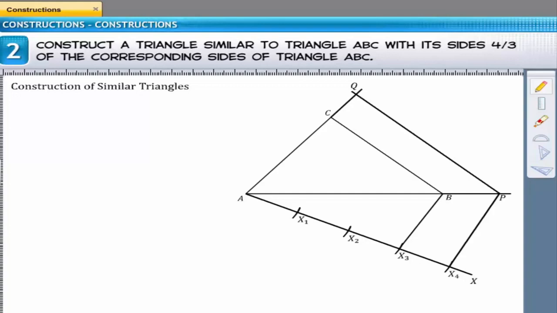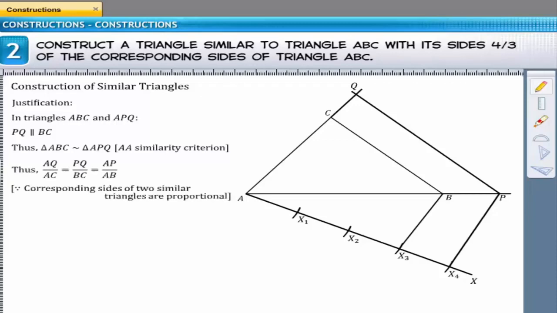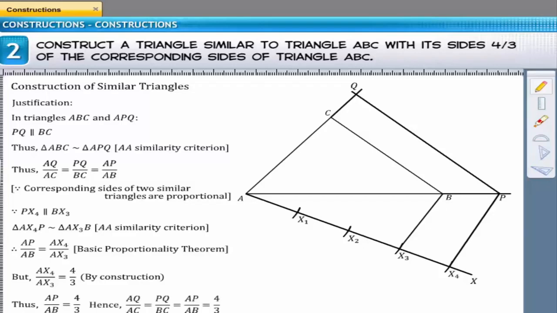Now, let us verify this construction mathematically. In triangles ABC and APQ, PQ is parallel to BC. Thus, triangle ABC is similar to triangle APQ. Since triangles ABC and APQ are similar, their corresponding sides will be in the same ratio. Since BX3 is parallel to PX4, triangles AX4P and AX3B are similar. Thus, AP by AB is equal to AX4 by AX3. By construction, AX4 by AX3 is equal to 4 by 3. Thus, AP by AB is equal to 4 by 3. Hence, all sides of the triangle APQ are 4/3 of the corresponding sides of the triangle ABC.